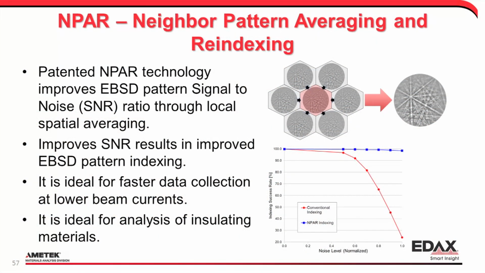NPAR is something relatively new for us. This is an approach we use to improve the signal-to-noise ratio in the pattern by locally averaging patterns that we collect. The important thing for us on this chart, the vertical axis there is indexing success rate. We obviously want that to be high. The horizontal axis is noise level. So as we put more noise into the patterns, our conventional indexing distribution in red there drops down. That's not good. But when we apply the NPAR approach, it brings it back up.